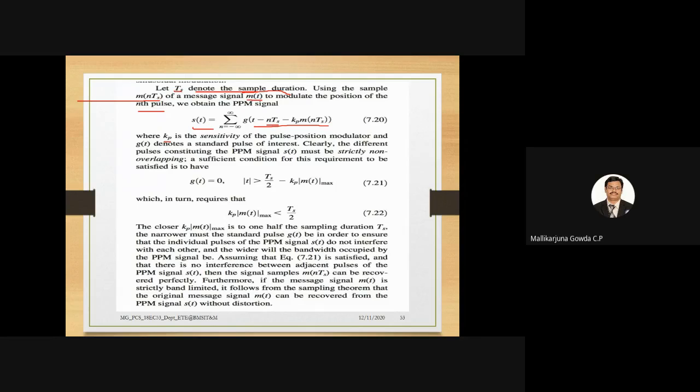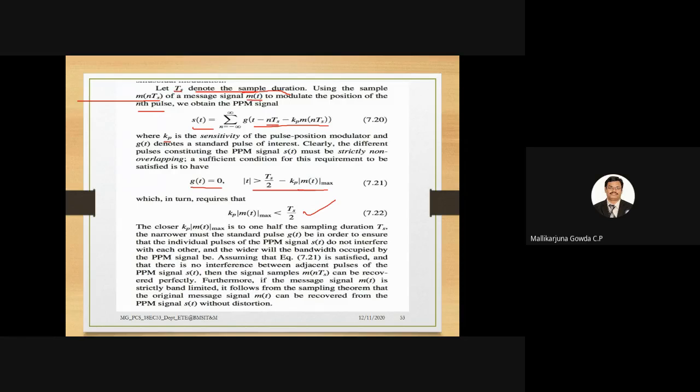The different pulses constituting the PPM signal s(t) must be strictly non-overlapping. A sufficient condition for this requirement is that g(t) equals 0 when the magnitude of t is greater than Ts by 2 minus Kp times the maximum value of m(t). So it has to satisfy that condition, which in turn requires that Kp times the maximum of m(t) should be less than Ts by 2.